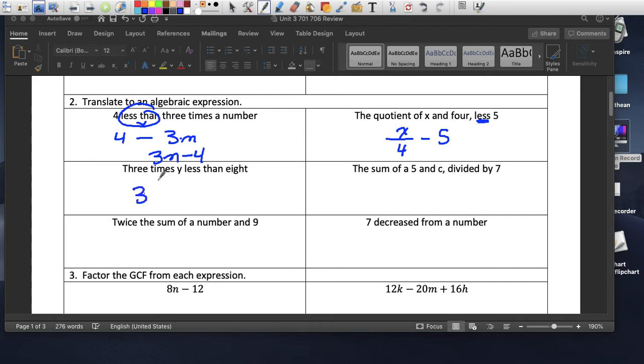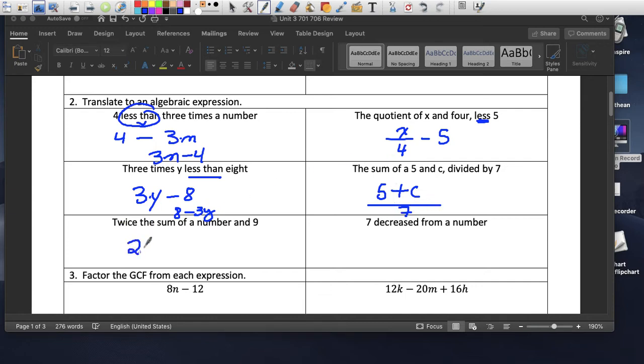3 is 3 times y, so here's 3 times y. We don't need that dot there, but if you want, you can put it there. So 3y less than 8 is written like this, but because, again, it's less than, we're going to make a little adjustment, and we're going to write 8 minus 3y. The sum of 5 and c, so sum is addition, so we're adding 5 and c, and then we're dividing it by 7. So 5 plus c, divided by 7.